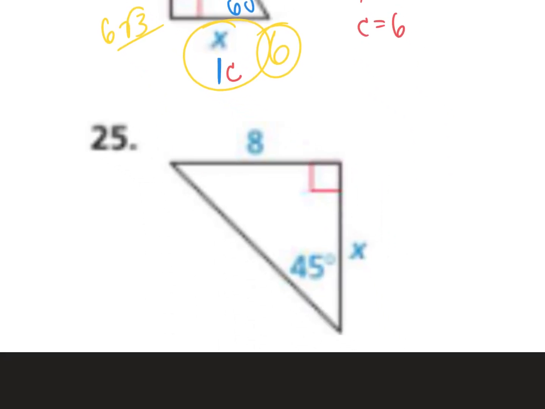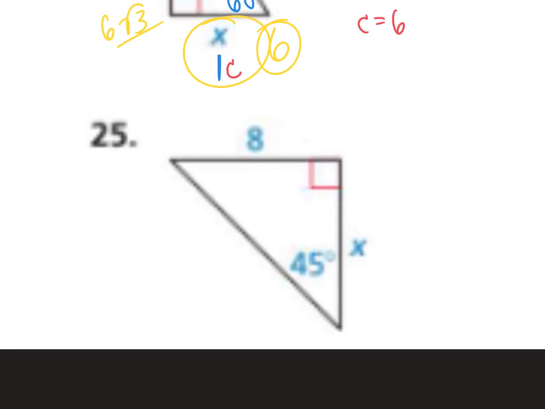Let's look at 25. 45, 45, 90s are easier. What's the pattern for a 45, 45, 90? 1, 1, square root of 2. What does X equal, guys? 8. What's the hypotenuse? 8 square root of 2. Good. But let's pick a letter. Let's do the same thing we were just doing a second ago. Pick another letter. A. You say A? Okay, pick A. This is 1A, this is 1A, and this is A square root of 2.